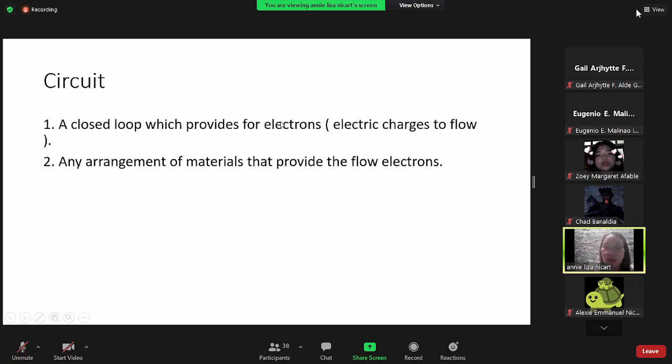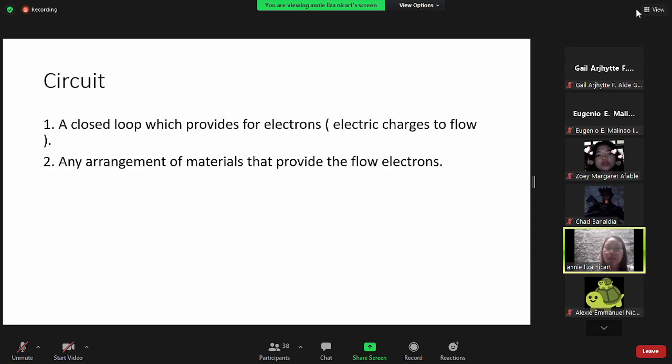Okay. I'm going to discuss also with you circuit. Okay, so ano yung circuit? So yung circuit, once you connect or plug in an appliance in an outlet, you're actually making a complete circuit. Okay, circuit is a closed loop which provides for electrons or electric charges to flow. Another definition, it's any arrangement of materials that provide the flow of electrons. So yan ang circuit ha. Complete path ha. Loop. Closed loop.